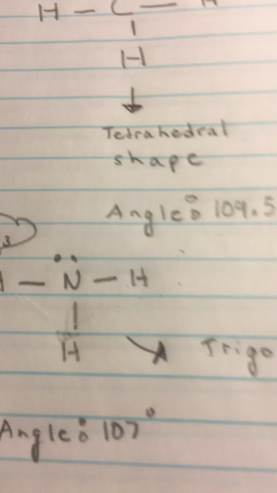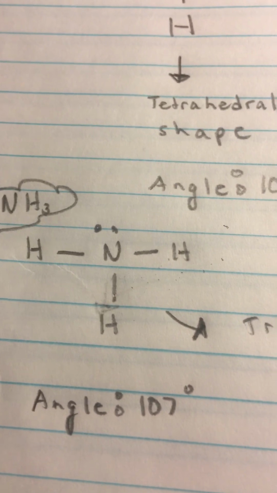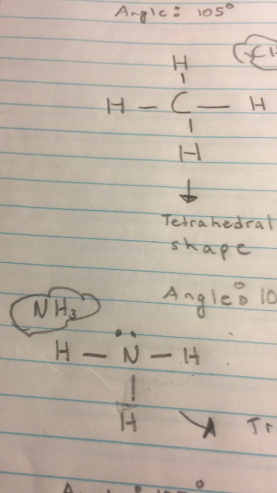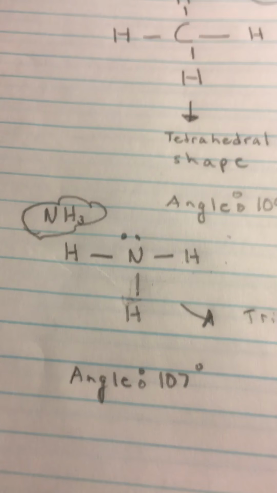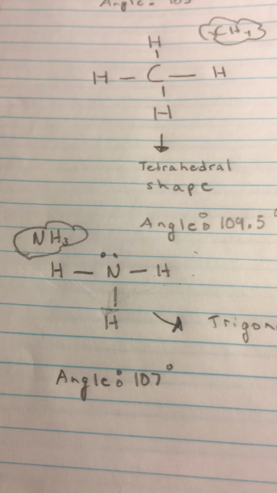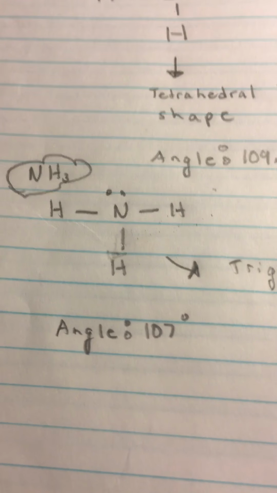So trigonal pyramidal is if there's three separate atoms other than the central atom, plus a lone pair. If there wasn't a lone pair, then it would just be trigonal planar. And this results in an angle of 107 degrees. It's different than the tetrahedral since the lone pair pushes the angle together even more, resulting in a tighter angle.